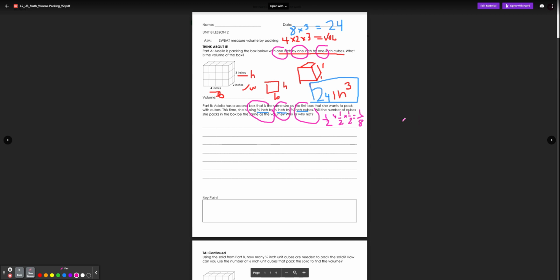So what's important to notice here, or what is the key point here, is that we want to make sure that the number of unit cubes with an edge length of 1 that's packed into a solid, that's going to give us the volume. And the number of unit cubes packed in a solid is not always going to give you the same volume. So what does that look like as our key point? Here it is. Our volume of a solid can be determined by multiplying our base times the width times the height.